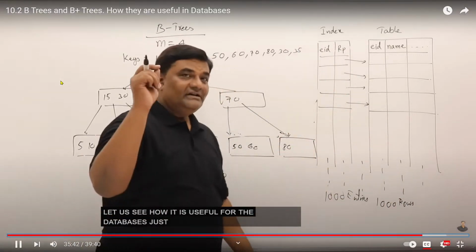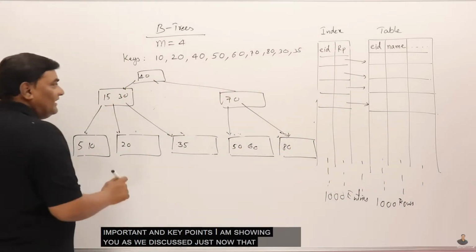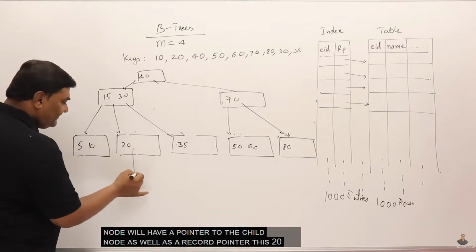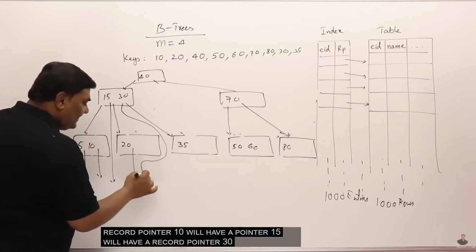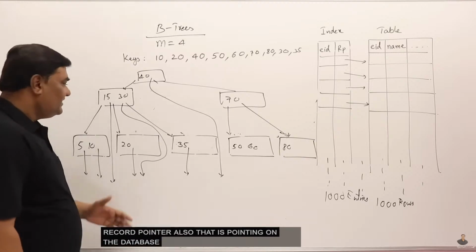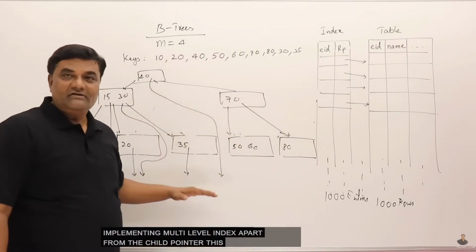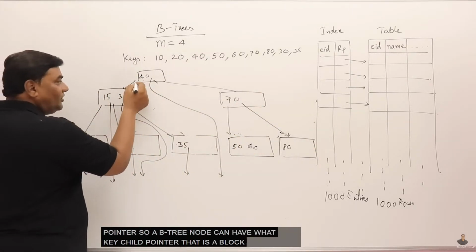Now let's see how it's useful for data analysis. These minor things are very important key points I'm showing you. As we discussed just now, every node will have a pointer to the child node as well as a record pointer. This 20 will have a record pointer, 5 will have a record pointer, 10, 15, and 30 will each have a record pointer. Every key will have a record pointer pointing to the database. So this is useful for implementing multi-level index. So a B tree node can have a key, a child pointer as a block pointer, and a record pointer.